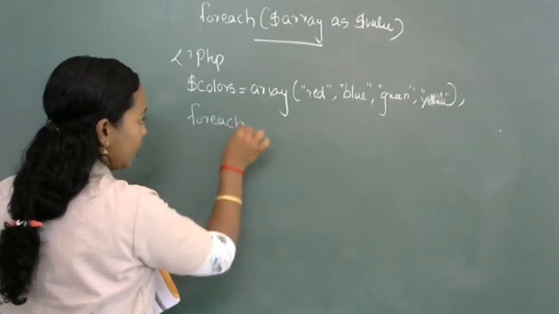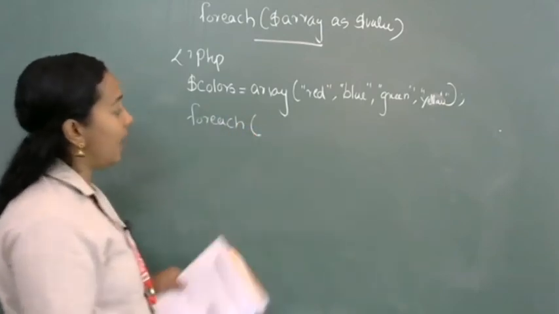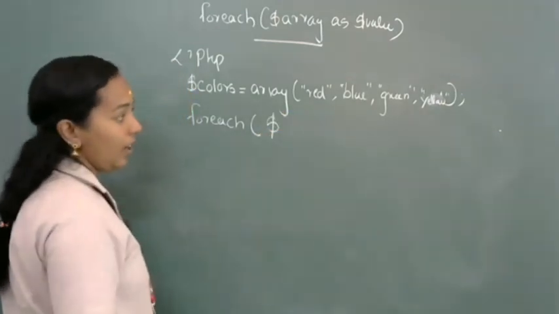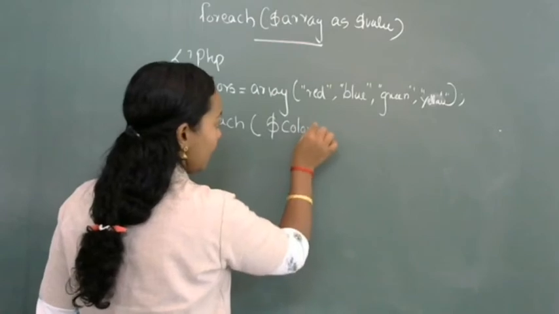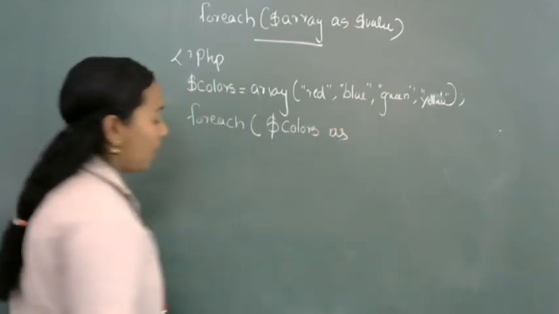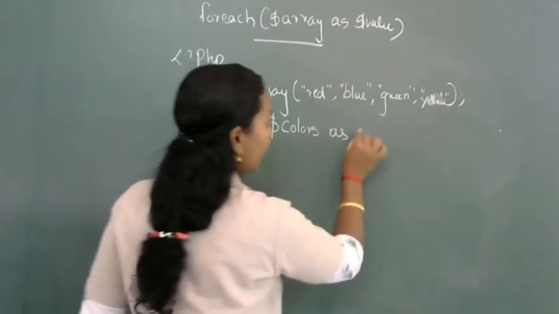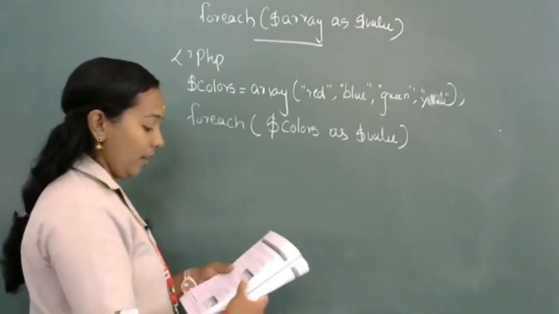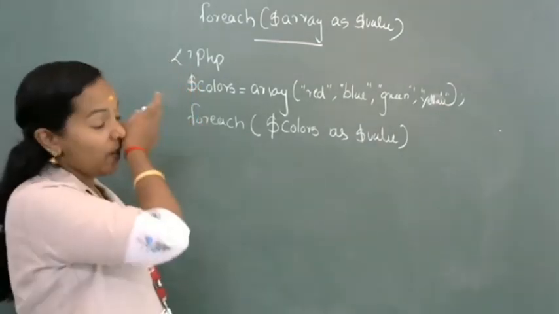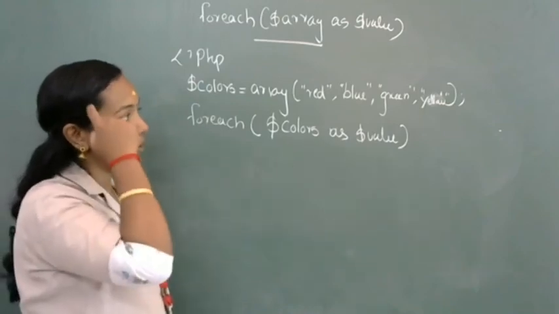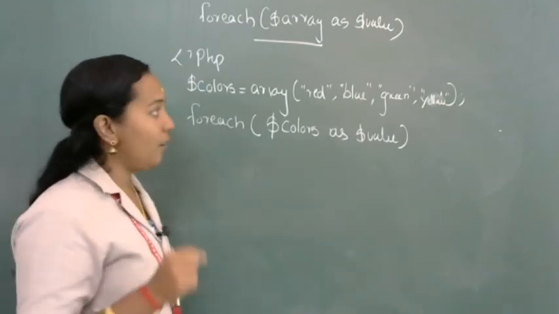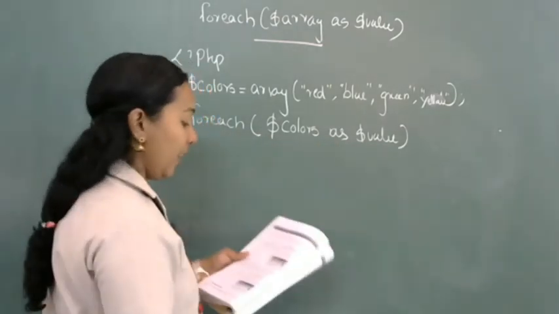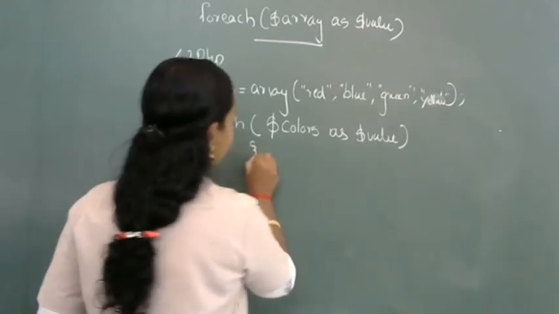Then after that, foreach, I am going to use the same syntax, dollar array as value. Then what is the array name here? Colors. Dollar colors as dollar value. Then after that you want to print the value corresponding to that particular location. 0th location red, first location blue, like that. So dollar colors as value. Then open the bracket.